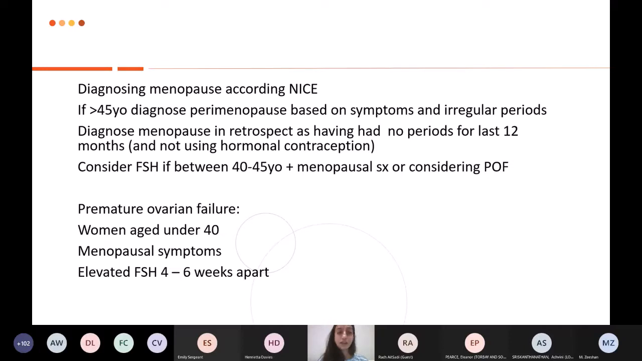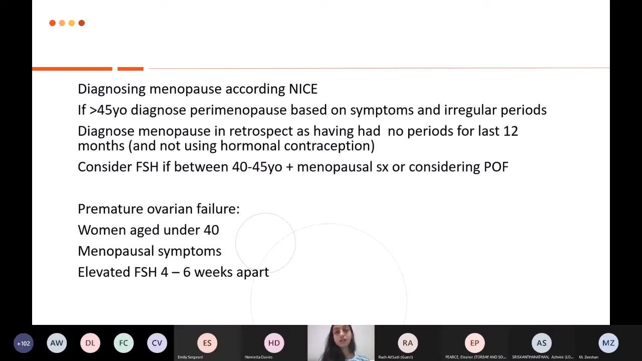So diagnosing menopause. Menopause is essentially a retrospective diagnosis. It's a diagnosis that you can make when a woman has not had periods for the last 12 months and she's not using any contraception, so there's nothing that would stop her from having periods, for example. You can diagnose this lady with perimenopause because she's above 45, she's got symptoms of menopause, and she's getting irregular periods.